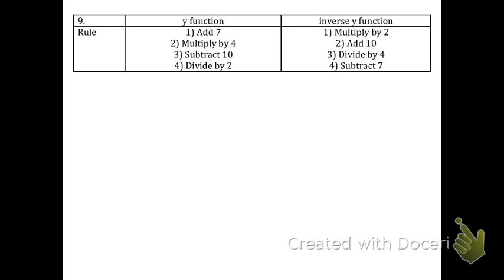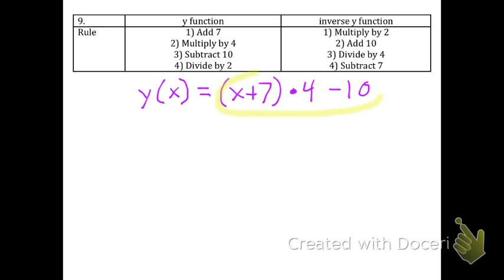Alright, for the y function, and then I'll put x into the y function. And let's see what happens. First thing is I need to add 7, so I'll do x plus 7. Then it looks like I need to multiply that by 4, so I'll use parentheses and I'll multiply that by 4. Then I'll subtract 10. And then it says to divide by 2, so that whole number that I got by adding 7 and then multiplying by 4 and then subtracting 10, I need to divide that whole number by 2. So put the division bar underneath the whole thing and divide by 2.